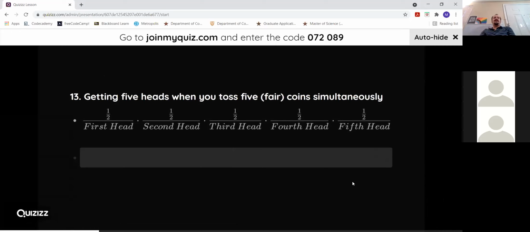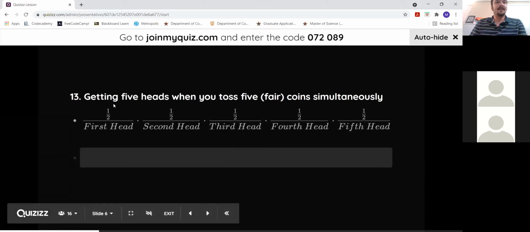And so if we think about this, getting our first head is going to be 50%. Second head is going to be 50%. I guess I could do 0.5 to the 5th, right? 0.03125, I think, is what you get if you do it with decimals. I didn't do that.